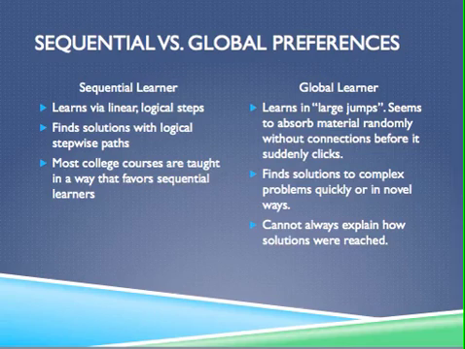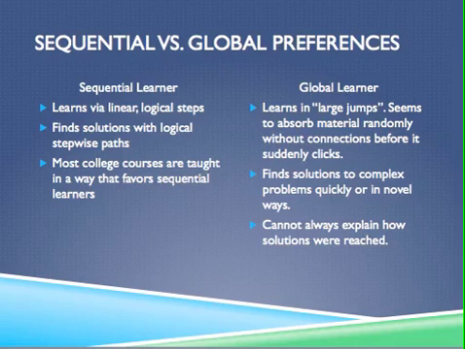Sequential and global learners have different preferences in terms of what works best for them. So if you are in the middle or balanced between the two, sometimes your learning preferences will depend on the material and your interest level in the material that you're studying.